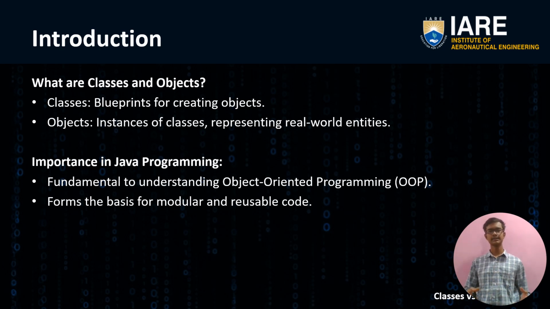Importance of classes and objects in Java programming is the most essential thing we need to know. Classes and objects are simply known as fundamentals to understanding object-oriented programming. If we learn them, they form the basis for modular and reusable code.